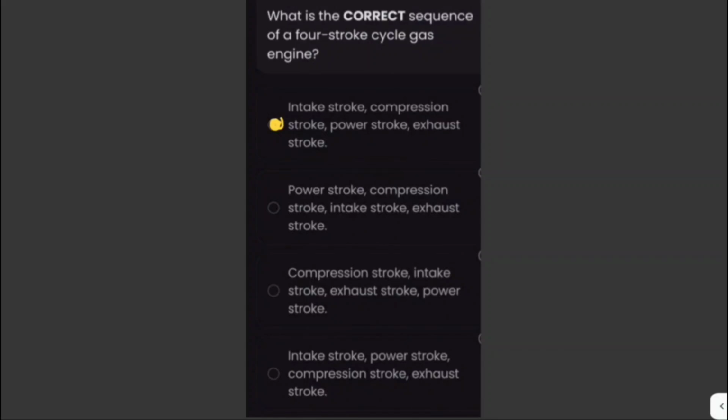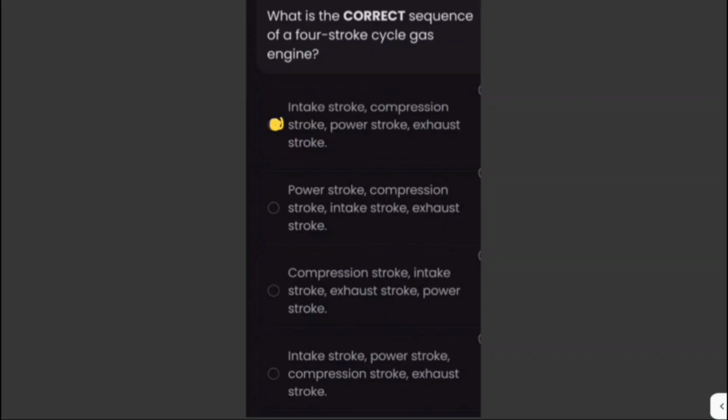For the intake stroke, the intake valve opens and the piston moves downward, drawing in a mixture of air and fuel into the combustion chamber. In compression stroke, both the intake and exhaust valves are closed, and the piston moves upward, compressing the air-fuel mixture in the combustion chamber. For power stroke, at the top of the compression stroke, the spark plug ignites the compressed air-fuel mixture, causing a controlled explosion. The explosion forces the piston back down, generating power that is transferred to the crankshaft.